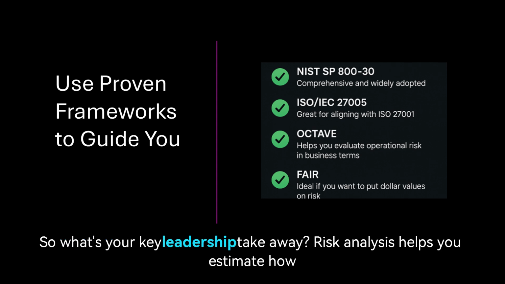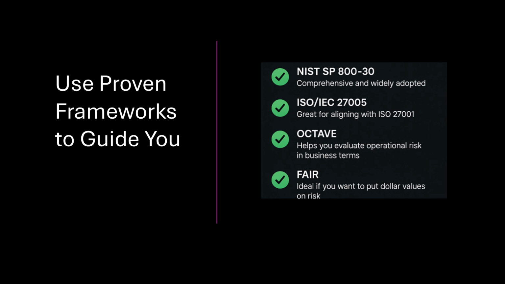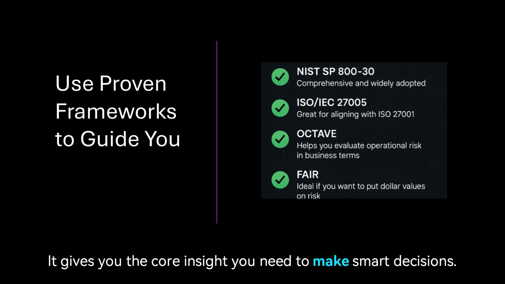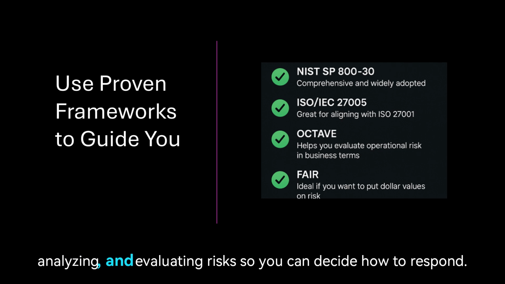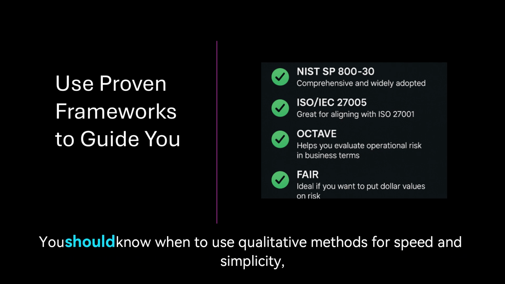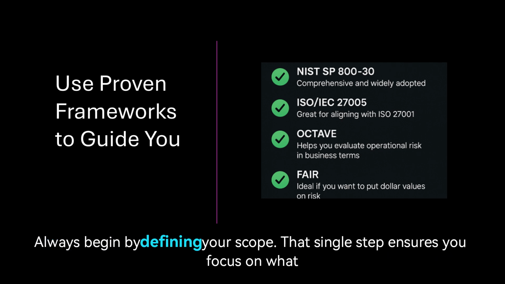So, what's your key leadership takeaway? Risk analysis helps you estimate how likely a threat is to exploit a vulnerability and how severe the consequences could be. It gives you the core insight you need to make smart decisions. Risk assessment takes it further. It's the complete process of identifying, analyzing, and evaluating risks so you can decide how to respond. You should know when to use qualitative methods for speed and simplicity, and when to go quantitative for accuracy and budget justification. Always begin by defining your scope.